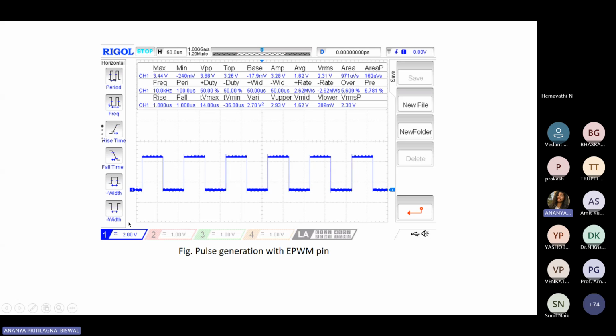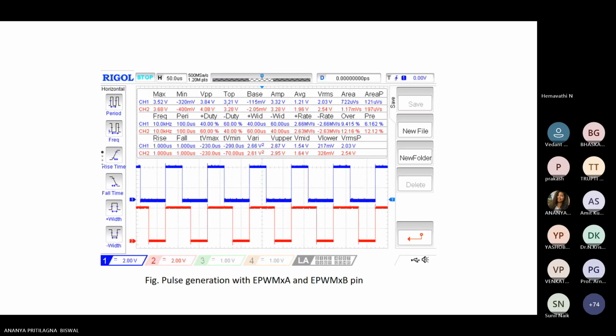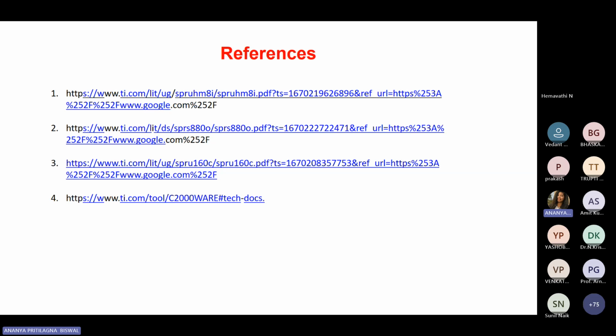This is the pulse we got for a buck converter. Here we have generated two pulses of duty ratio 40 and 60%, operating at 10 kilohertz. Channel blue is represented as channel 1 and red as channel 2. The amplitude is around 3 volts. These are some of the references I have gone through. And coming to the laboratory session, we'll continue.